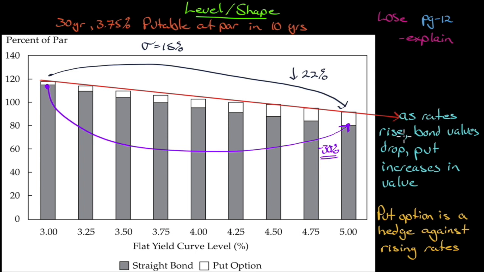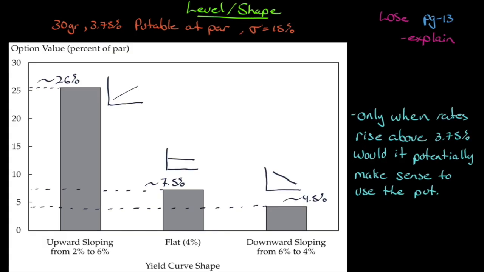As rates rise, bond values drop, put increases in value. And the put option is a hedge against rising rates. Not a perfect hedge. I mean, a drop of 22% versus a drop of 30%, it still went down, but not as much. All right, let's look at the effect of the shape of the curve now, going from an upward sloping curve to a flat curve to a downward sloping curve.